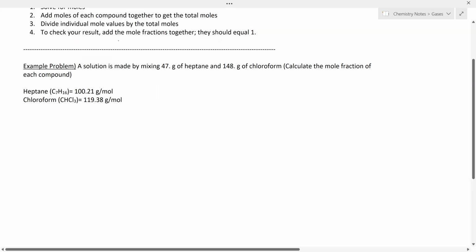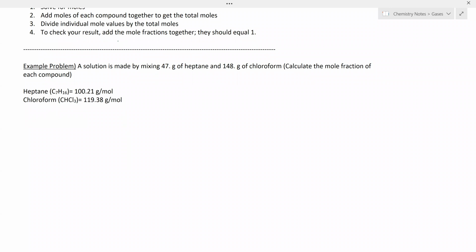A solution is made by mixing 42 grams of heptane and 148 grams of chloroform. What we want to do is calculate the mole fraction of each of these compounds. I already went ahead and got the molar mass. Problems don't usually give that to you. You have to get it, whether you solve for it yourself or just look it up online. But we already got it.